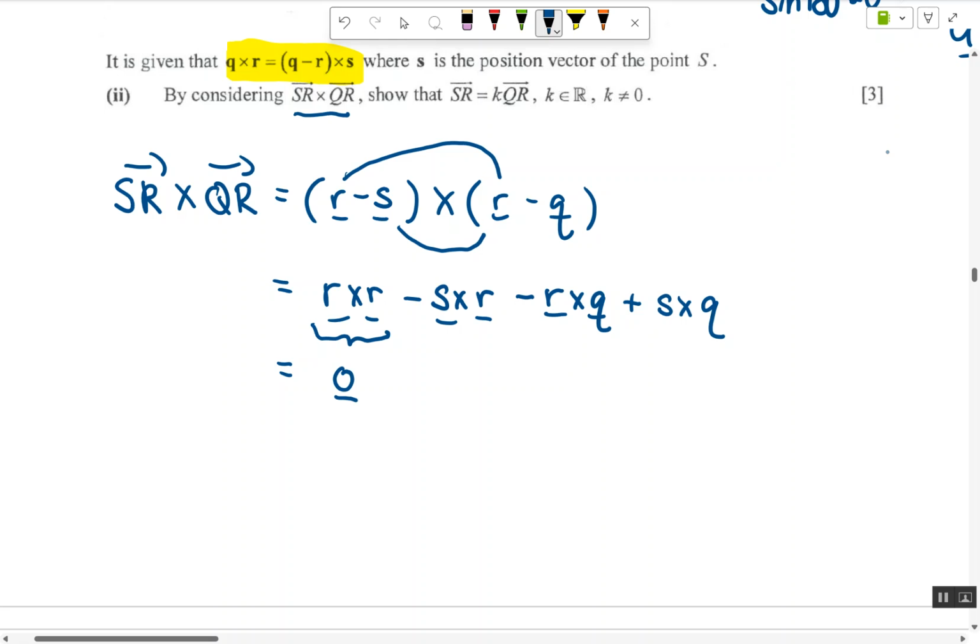The crucial part is this. You want to make use of this part. Can you see? This is where it comes in. Can you see Q cross R is equal to here? So I'm going to write this down as positive Q cross R. When I switch the position, negative R cross Q is the positive of Q cross R because there's a negative there. Plus S cross Q minus S cross R.